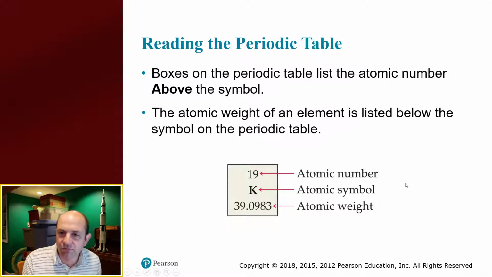All right, so how do we read that periodic table? How do we look at these boxes and know what they are? Well, we have the symbol in the middle, so there's K for potassium. We have the atomic number above it, so remember that's how many protons it has. And then we have the atomic weight below it, which again is that weighted average of all the isotopes added up by their natural abundance in nature.